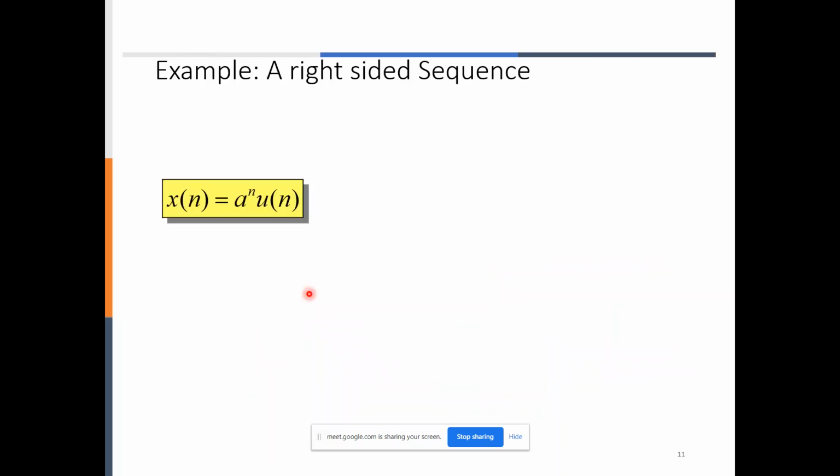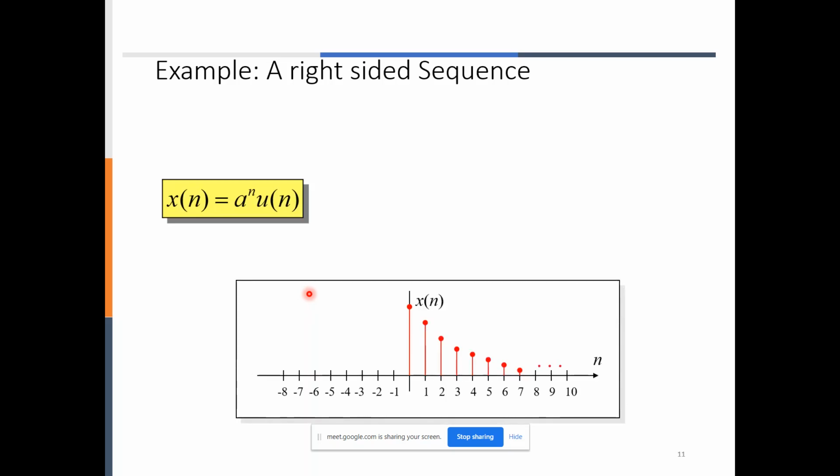Now a right-handed sequence, we know, means it has values on the right-hand side of the origin. So this is the origin, and this is the sequence. Suppose this sequence has values on the right-hand side of 0, at 1, 2, 3 up to 10. So this is x[n]. x[n] can be represented as a^n u[n], and u[n] is, as we know, the unit step sequence. It has value for n greater than or equal to 0, and for n less than 0 its value is 0. That's why it is simply multiplied with a^n. So it is an exponential sequence.